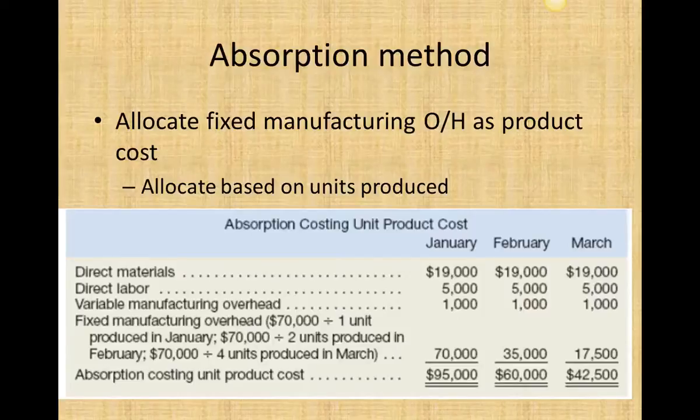So our fixed manufacturing overhead is $70,000 per month, and there was 1 unit produced in January, so the fixed overhead in January is $70,000. There were 2 units produced in February, and therefore the per unit overhead is $35,000, and 4 units produced in March, 70 divided by 4 is $17,500 per unit. So our absorption costing unit product costs are shown below: 95, 60, and 42,500 for the months of January, February, and March.